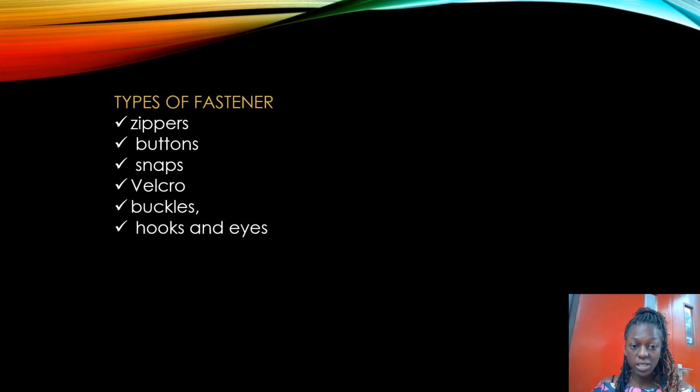So, for the types of fasteners I mentioned earlier, they are zips, and we'll also look at the types of zips or zippers. Then we have buttons. We'll also look at the types of buttons; there are two-hole buttons, three-hole buttons. Then there's snap, Velcro, buckle, and hook and eye.